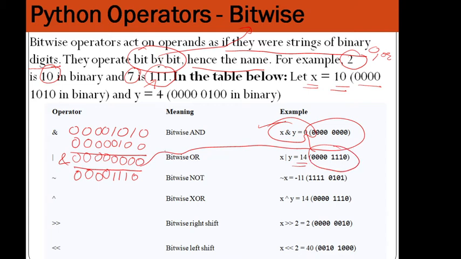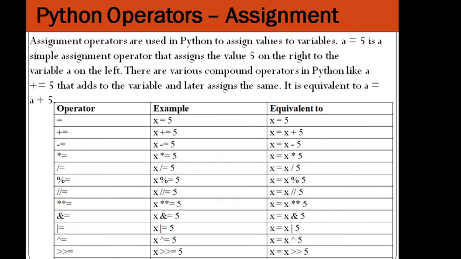Next is your bitwise NOT. NOT is just complement, so it requires only one operand. Here you can see it has complemented the 0 0 0 0, four zeros, and they have become 1 1 1 1, and wherever 1 was there, it has become 0. Then exclusive OR, bitwise right shift and bitwise left shift are there, which you can explore by yourself. Then we come to the Python operators.